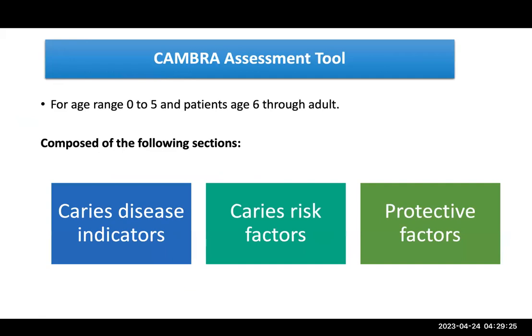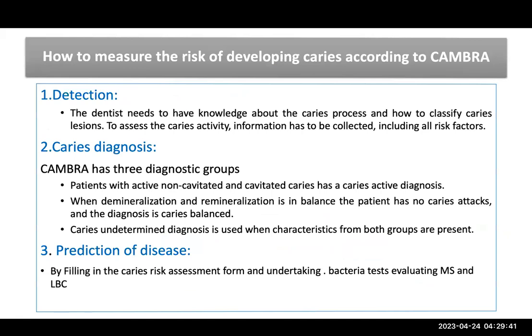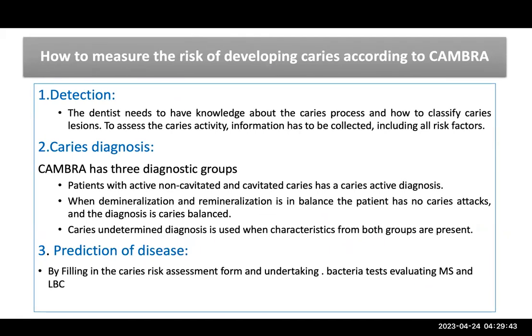So again, this has two age ranges, 0 to 5 and 6 years through adult. And it has 3 sections. One is the disease indicators, second is risk factors, and third are protective factors. So how to measure the risk of developing caries according to CAMBRA? First is the detection. So you have to use a very sensitive method of detecting. Again, there can be 3 diagnostic groups, one with active, non-cavitated and cavitated caries.